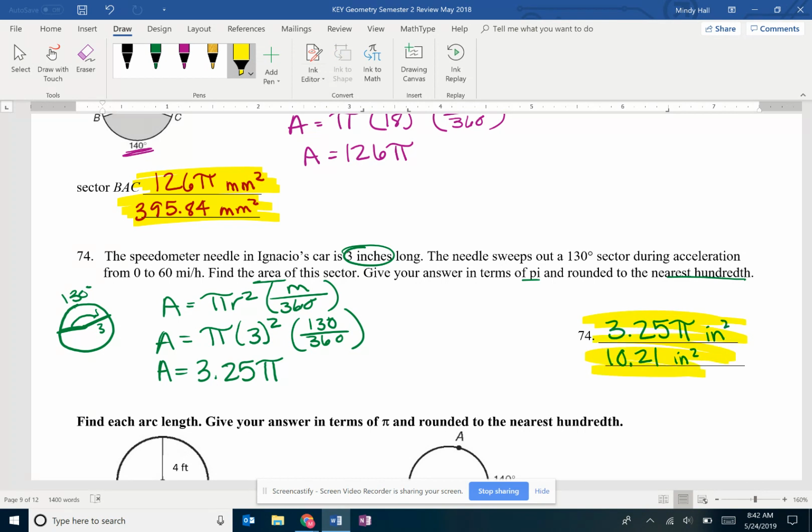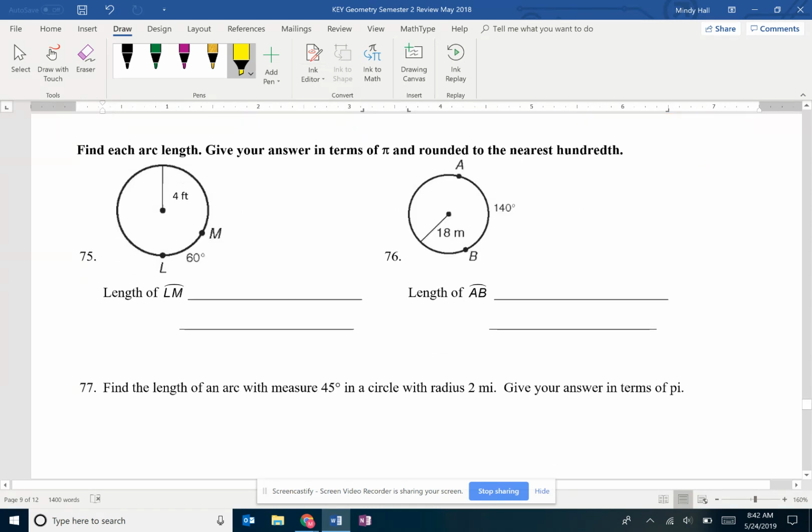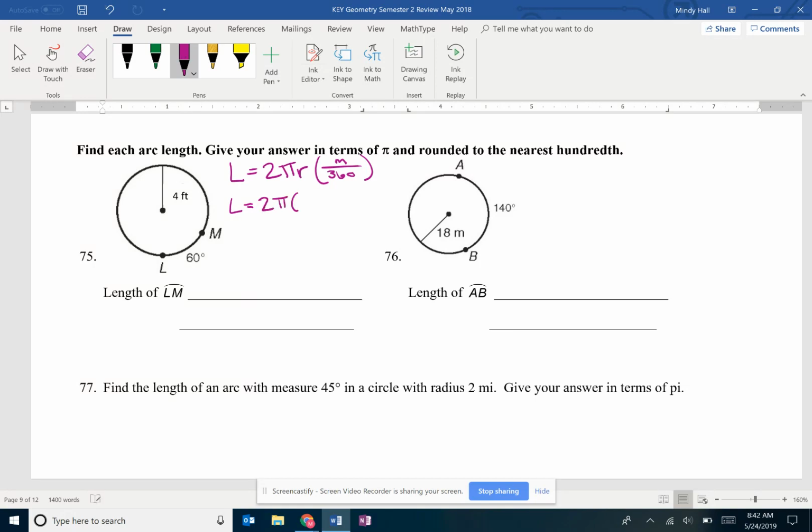Woohoo, almost there. Kind of. All right, so for the next two, we have, again, a formula for this. This is length. So it is going to be the circumference formula, 2 pi r, times the fraction of the entire circle. So since we are doing length, my radius is 4, so 2 times pi times 4 times 60 over 360. So then when we multiply, 2 times 4 times 60 divided by 360 is 1.33 pi.